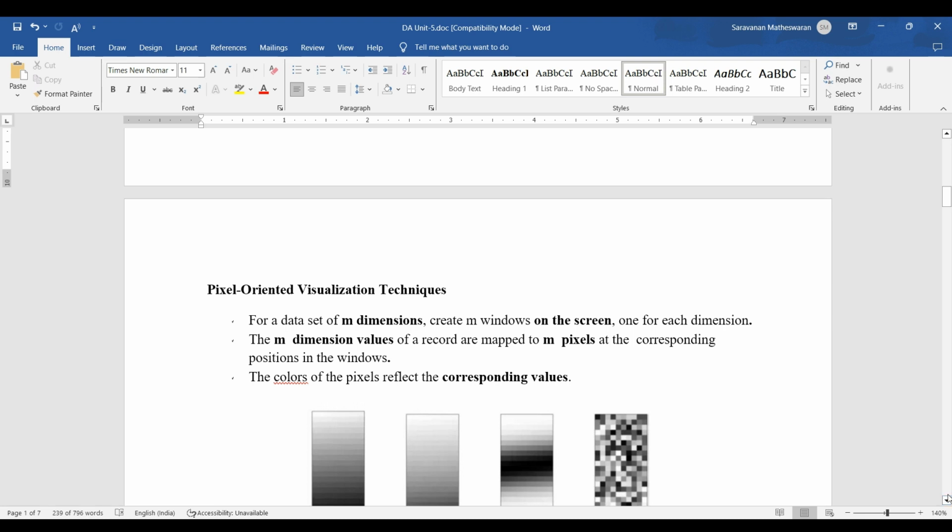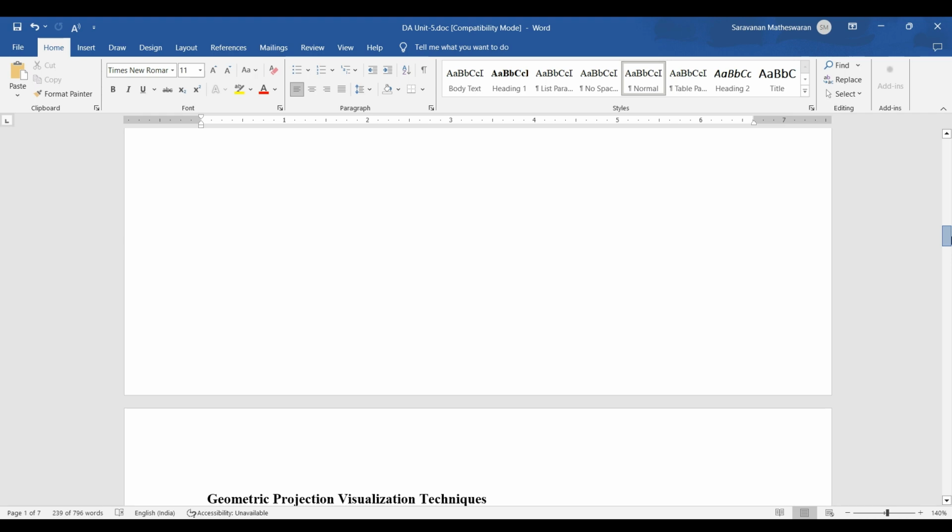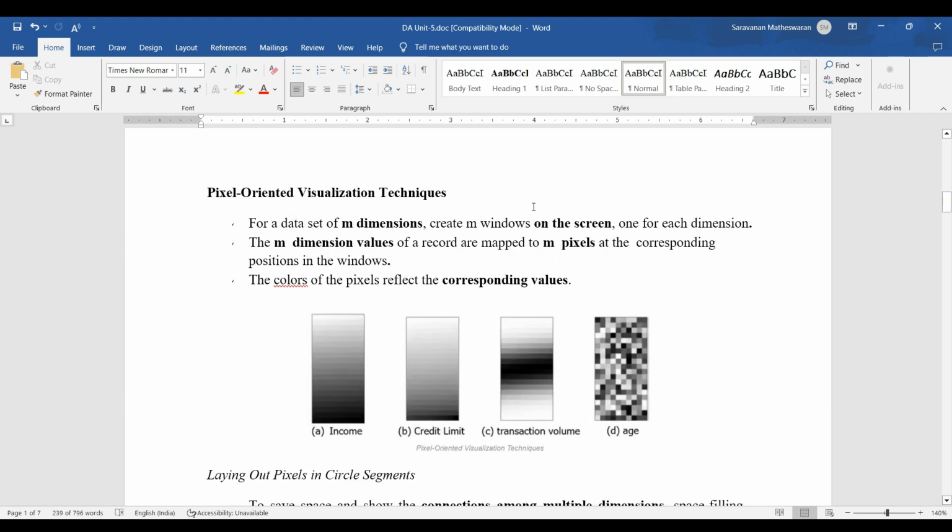The pixel-oriented visualization technique is simple. If the data set has m dimensions, we create m screens, one per dimension. Suppose the window is 100 by 100 pixels, say 10 by 10, with 100 pixels; x has 10 values and y has 100 values. We plot the chart, meaning the position in the window, and the color of each pixel is determined by the corresponding value.